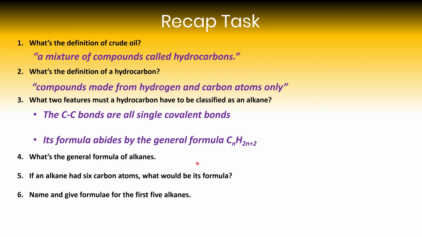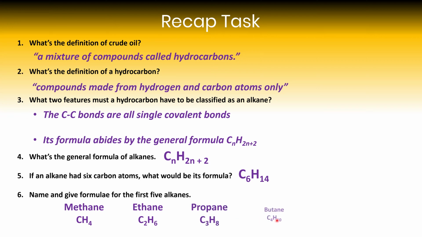This is the general formula of alkanes, and it means that the number of hydrogens is twice the number of carbons plus 2. So therefore, if an alkane had 6 carbon atoms, it would have twice the number of hydrogens plus 2, meaning that its formula would be C6H14. The name and formulae of the first 5 alkanes are as follows: methane CH4, ethane C2H6, propane C3H8, butane C4H10, and pentane C5H12.